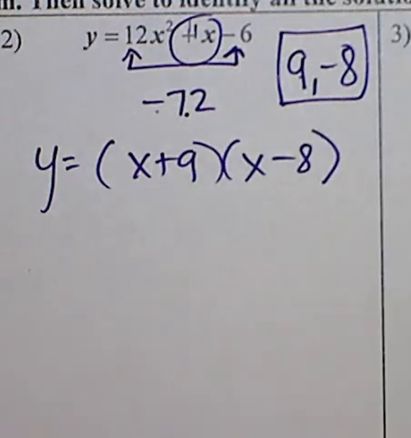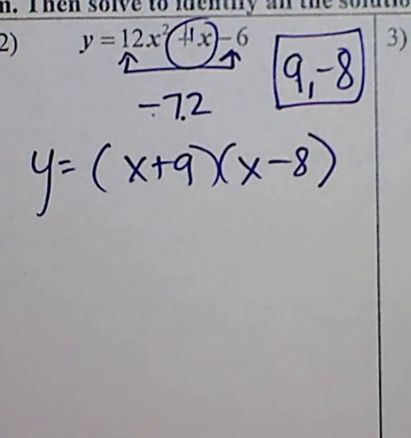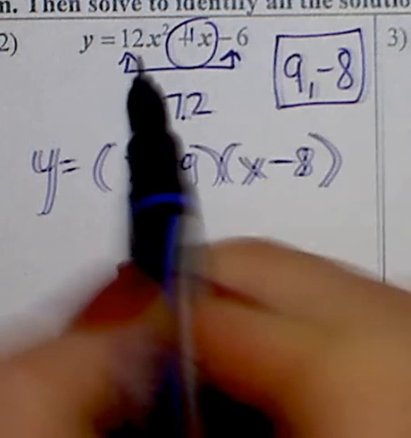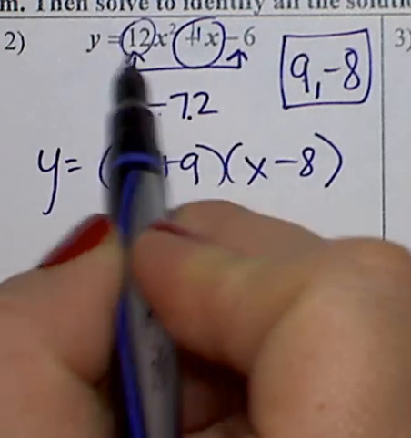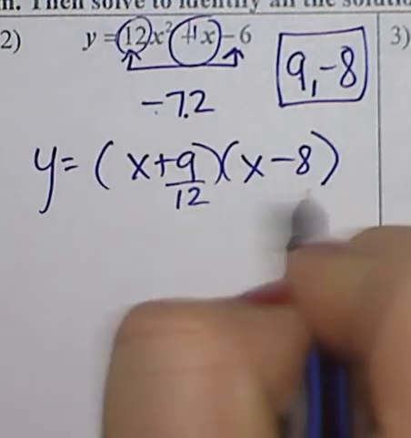On your previous test, you were given a problem similar to this, and you were asked to write it in factored form. And a lot of you stopped right here. But what am I forgetting to do? If the leading coefficient is different than 1, we have to divide. So divide by 12 and divide by 12.